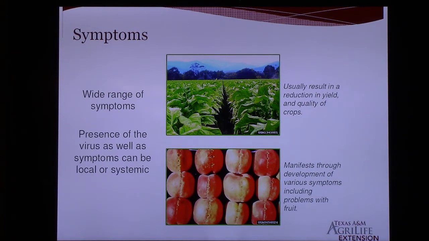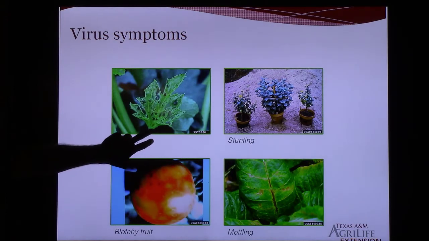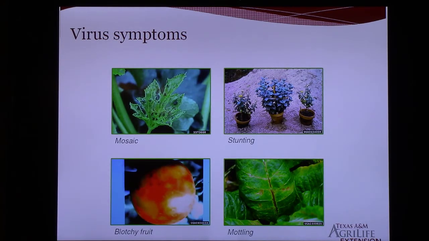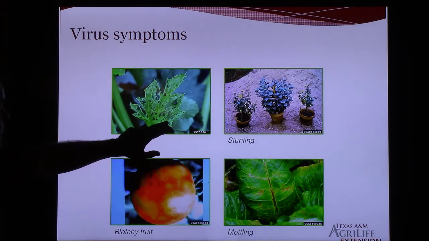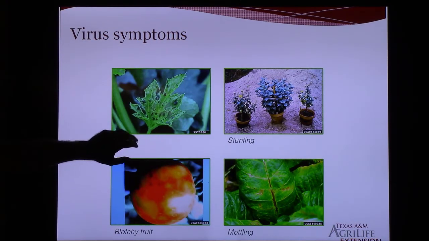And with a virus, depending upon the virus, it might be localized, limited to just one part of the plant, or it might be systemic, whereas it affects the whole plant. So as we look at some symptoms, here's an example of a leaf that's affected by a mosaic virus. We can kind of see the stained glass effect of the leaf.